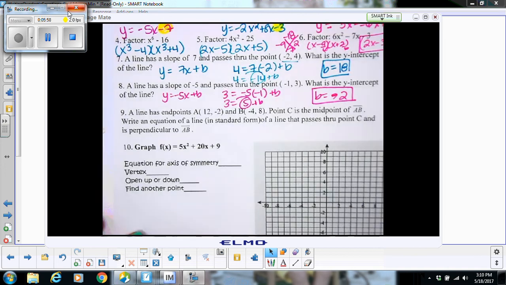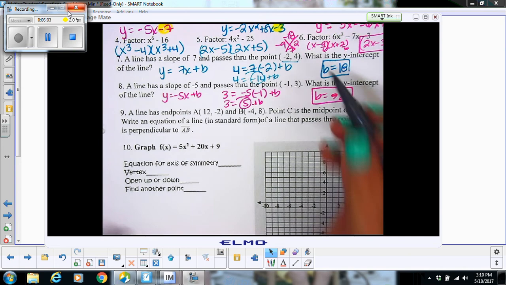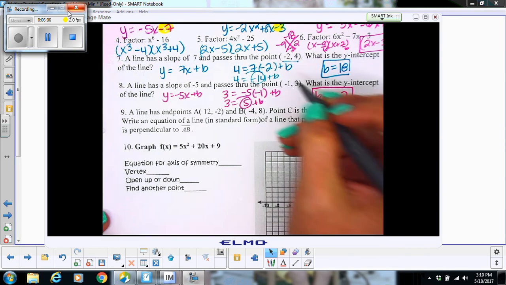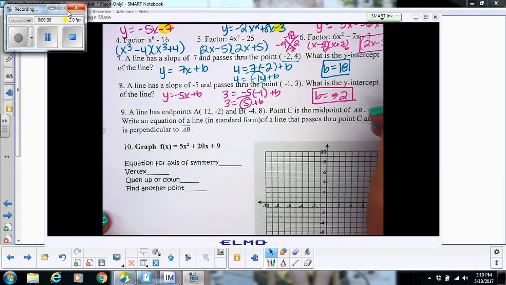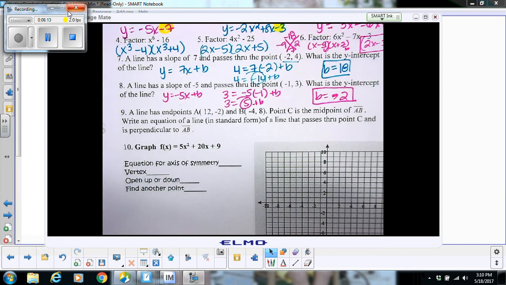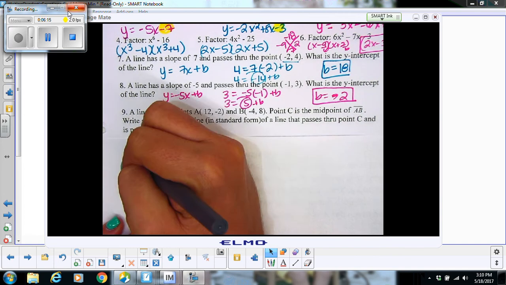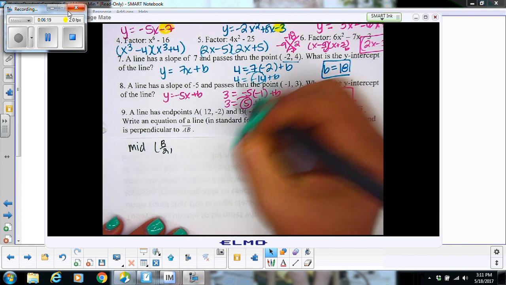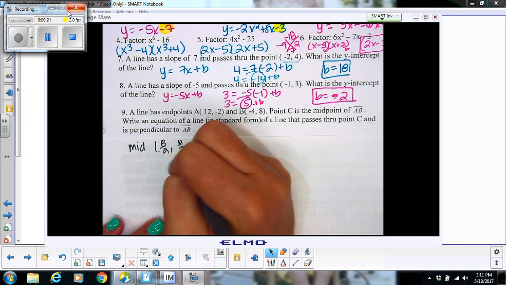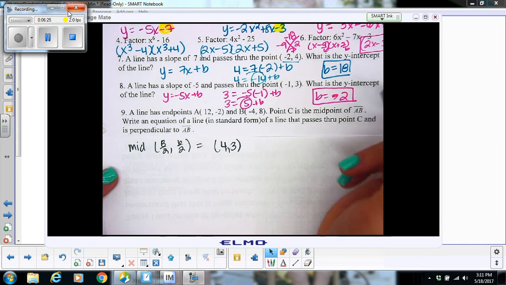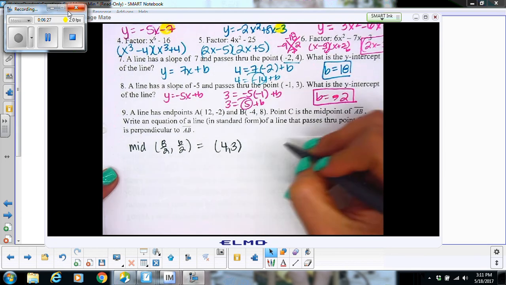We did one like number 9 in class today in your notes. So I'm going to start by finding the midpoint here. So 12 plus -4 is going to give me 8 over 2, and then -2 plus 8 is going to give me 6 over 2, which gives me a midpoint of 4, 3.